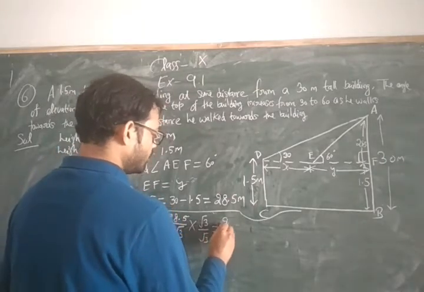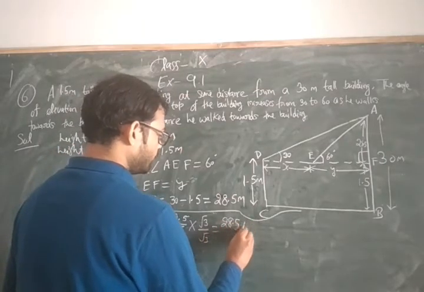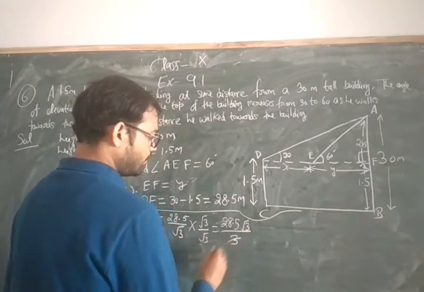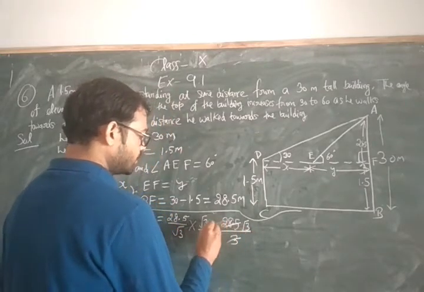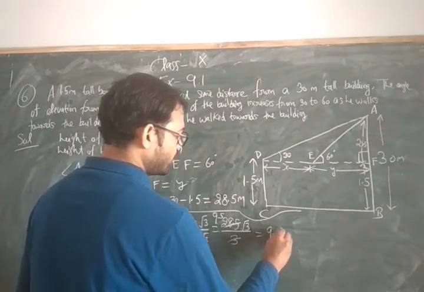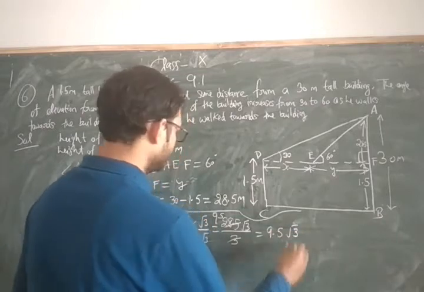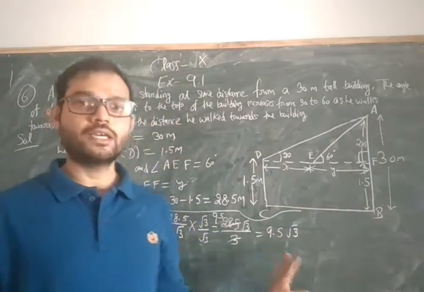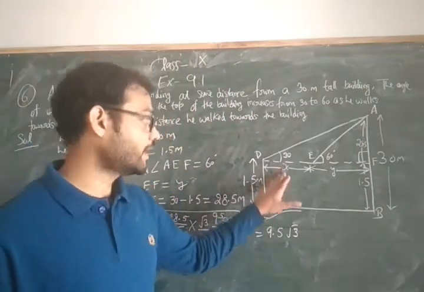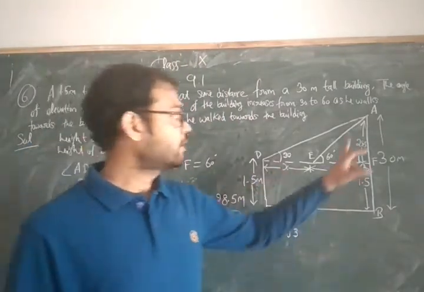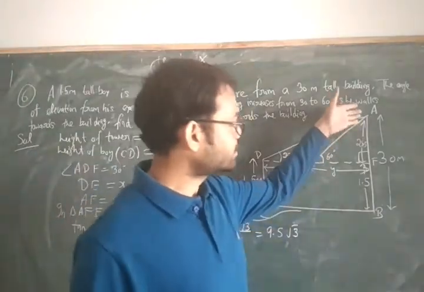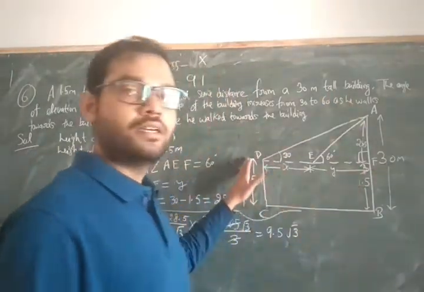It becomes 28.5 root 3 upon 3. So when I am dividing, it becomes 3 9s are 27, 3 5s are 15. So 9.5 root 3. This is the value of y. Now we are going to find the value of x, and for this we will apply again, remember, the right angle triangle. So your next right angle triangle is AFD.